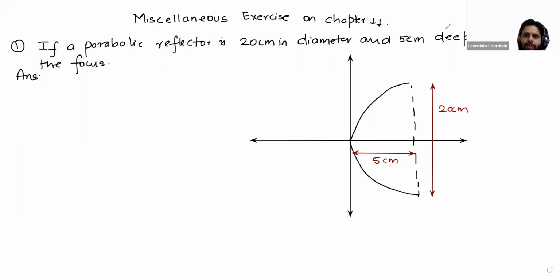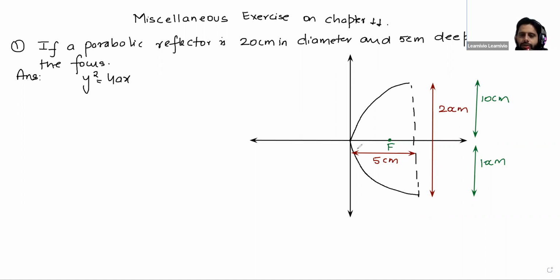Now, if this is 20 centimeter, then what is this? This will be 10 centimeter. Okay, Rishan? This is 10 centimeter and this is also 10 centimeter. Find the focus. You need to find the focus of this. So for this case, what is the equation? y square is equal to 4ax. Rishan, you already know that the standard equation of the parabola is y square is equal to 4ax for this case. Now we need to find the focus.